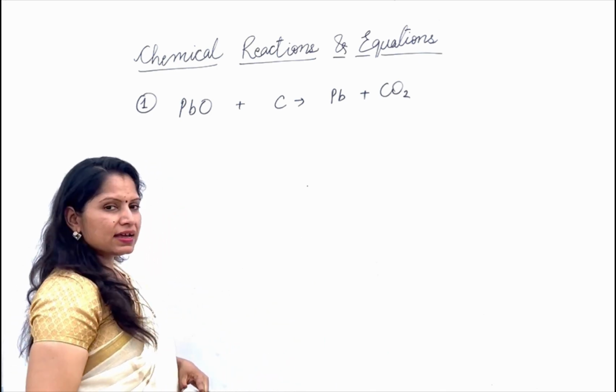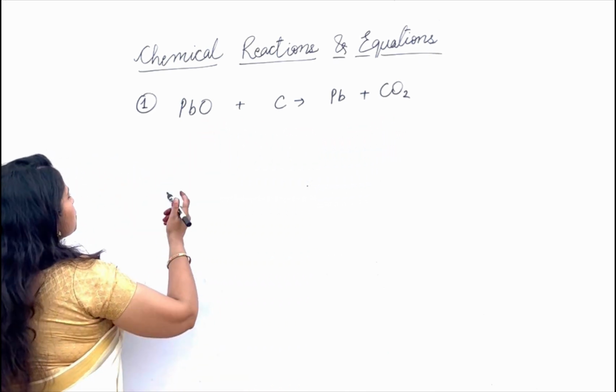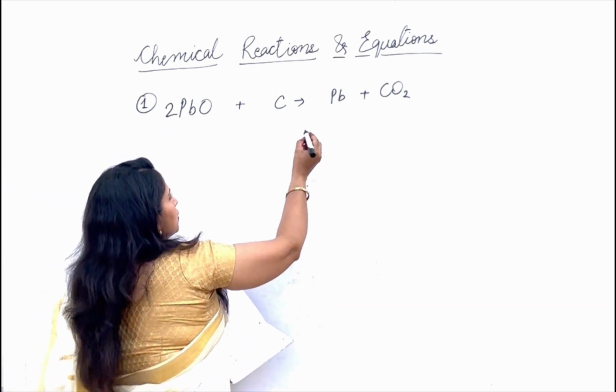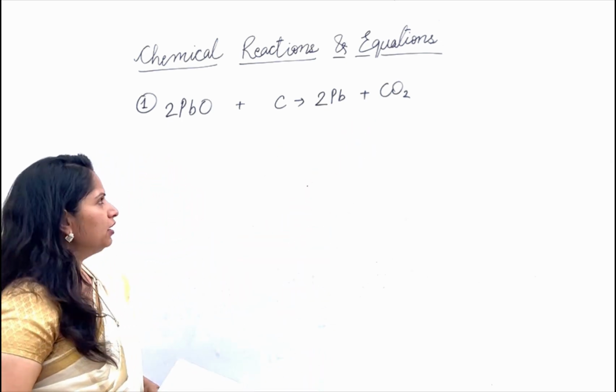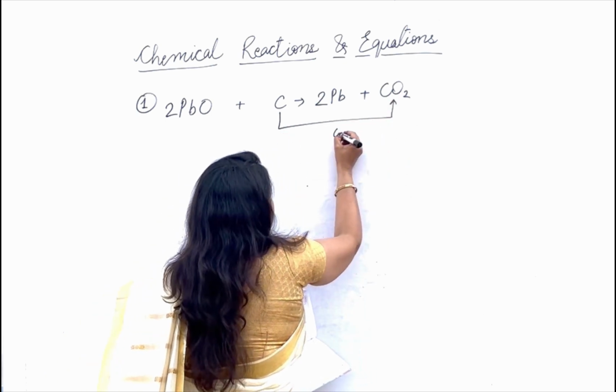Now let's balance that. Here two oxygen atoms are there, here it's just one. So to balance it, I have to make it two. But now two lead atoms are there, so here also it needs to be two. Carbon, it's one on both the sides, so it's already balanced. Since carbon is combining with oxygen, this is oxidation.